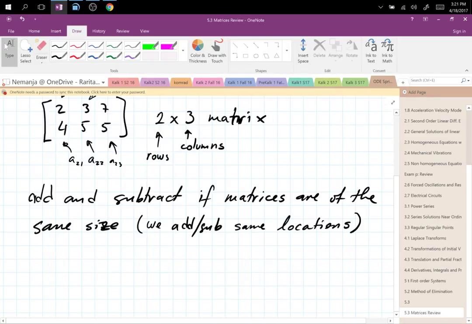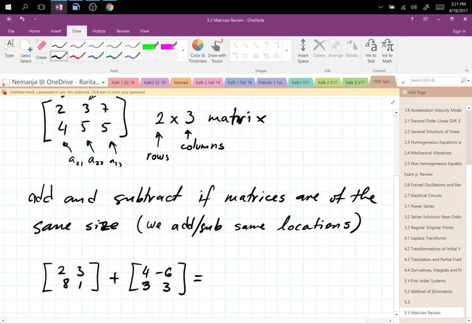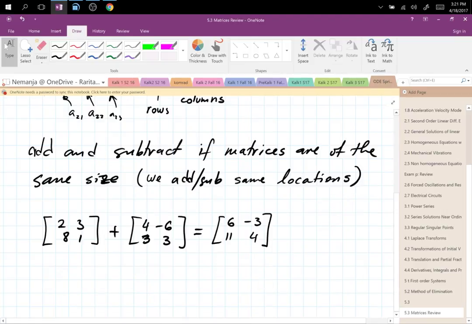So if I have a square matrix 2, 3, 8, 1, and I want to add to that matrix 4, negative 6, 3, 3, I will add A1,1 to A1,1, which gives me 6. 3 minus 6 is negative 3, 8 plus 3 is 11, and 1 plus 3 is 4. So the resulting matrix is again the same size, 2 by 2, and we just add components. For subtraction, we'll do the same thing.